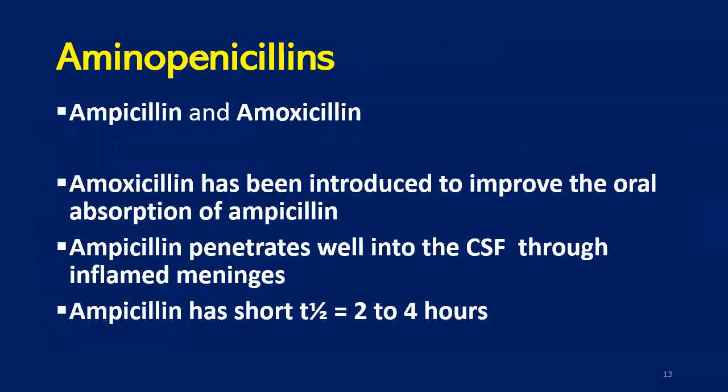The aminopenicillins: we have ampicillin and amoxicillin, and both of these agents are very important to know. Amoxicillin shares the same coverage as ampicillin, but it was introduced just to improve absorption, because ampicillin absorption doesn't even reach 60% when it's received orally. So amoxicillin was introduced to improve the bioavailability of ampicillin. The good thing about ampicillin, when it's given IV, is that it could penetrate well into the CSF, especially in inflamed meningitis. And that's why it's among the agents that could be used in neonatal meningitis.